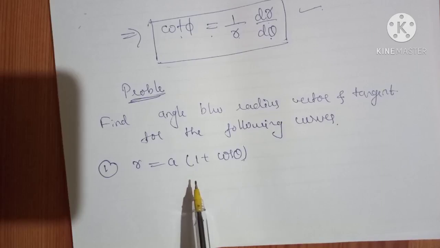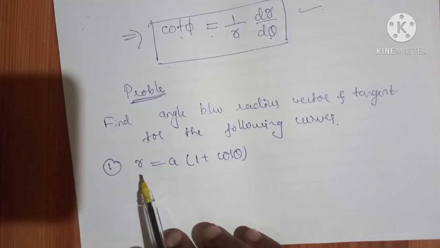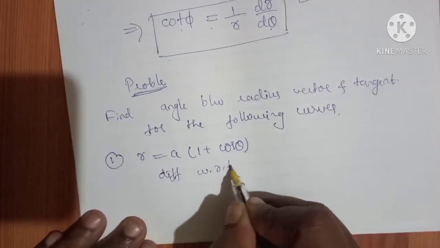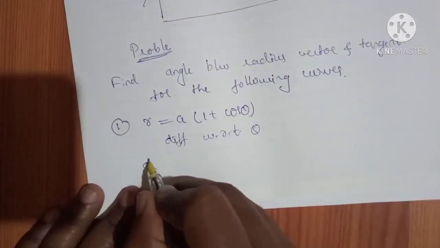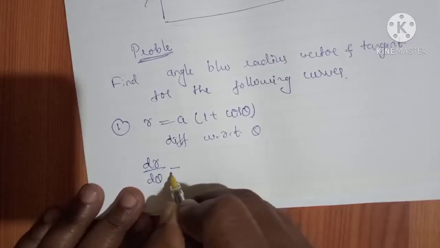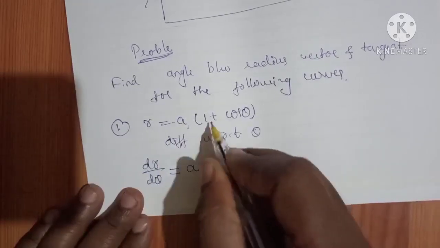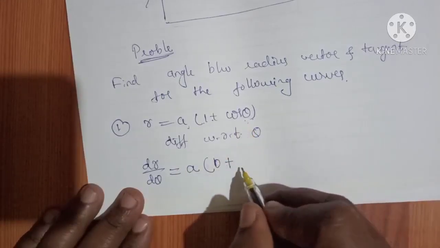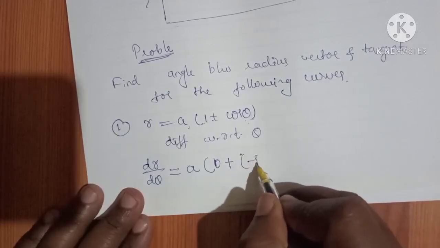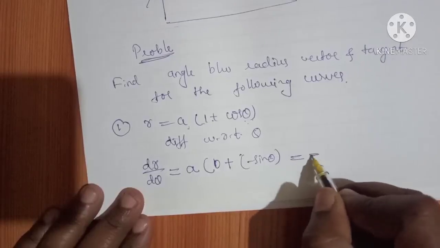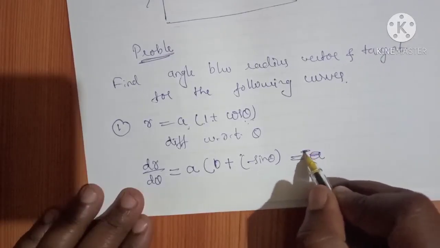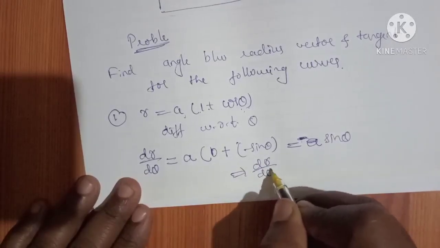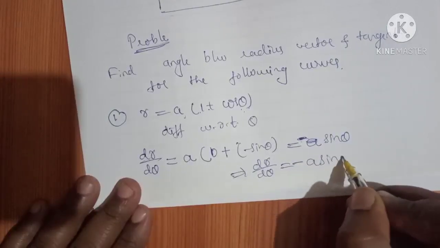we need to differentiate this first, that is, differentiating with respect to theta. We get dr divided by d theta is equal to a, as a is constant, 1 differentiation is 0, plus cos theta differentiation is minus sin theta. Which gives a into minus sin theta. Thus dr by d theta is equal to minus a sin theta.